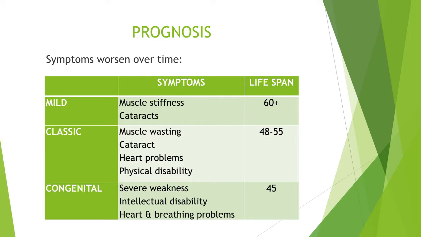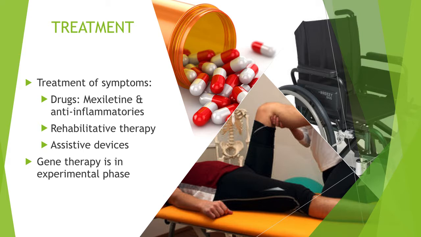Parents and siblings should be tested for myotonic dystrophy. Usually one parent will have the disorder, siblings may not. Treatment is only for symptoms. There is no treatment to prevent or reverse disorder progression.